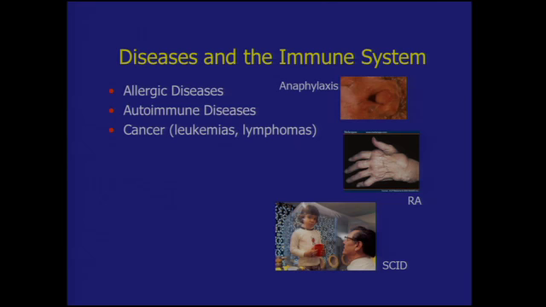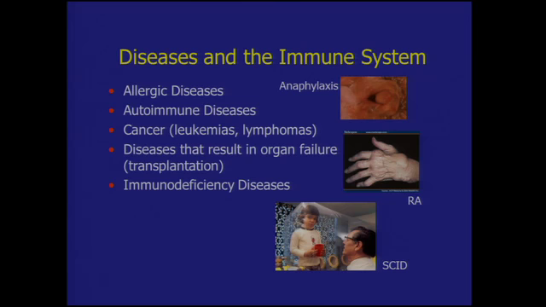There are cancers of the immune system. You've all heard of leukemias and lymphomas. And there are diseases that result in organ failure necessitating transplantation. And so immunologists have made many major contributions to studying transplantation biology and the immunology of transplantation. Then we have immunodeficiency diseases.